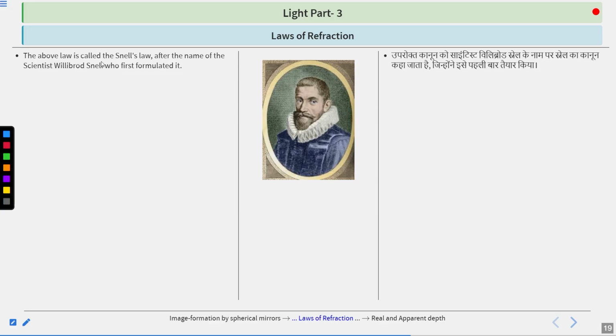The above law that we have seen is actually called Snell's law. It is named after the scientist Willebrord Snell, who first formulated it. Here you can see that handsome guy. He is Willebrord Snell, who first formulated this.